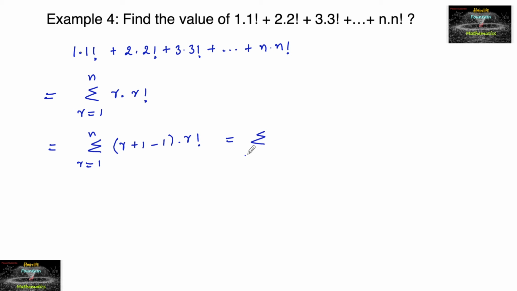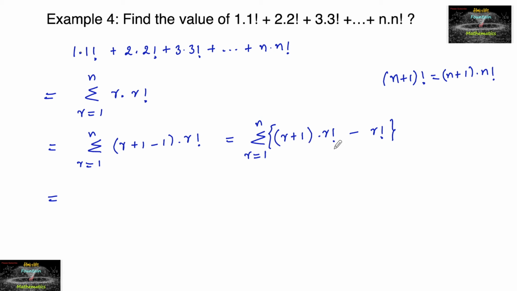So which equals summation over r is equal to 1 to n of r plus 1 into r factorial minus 1 times r factorial. So we can also write like this. Now r plus 1 into r factorial is nothing but, since we know n plus 1 factorial is equal to n plus 1 into n factorial, r plus 1 into r factorial we can write as r plus 1 factorial. So that is summation r is equal to 1 to n of r plus 1 factorial minus r factorial.